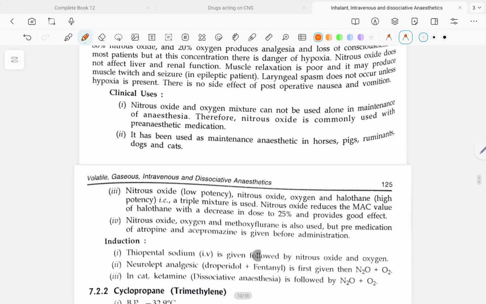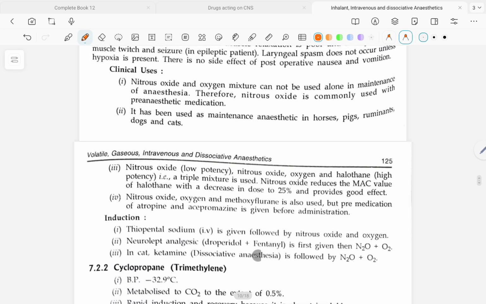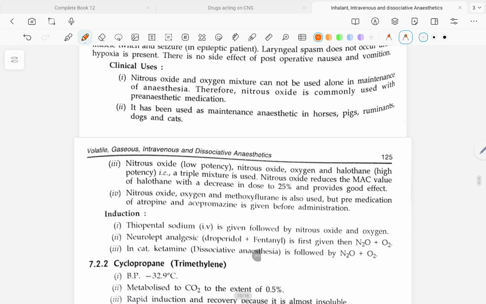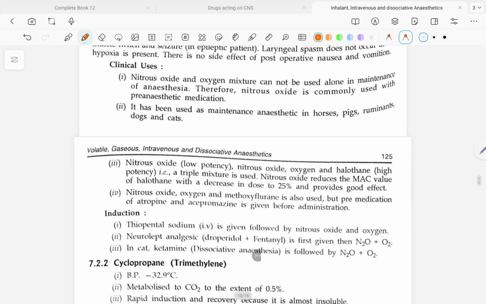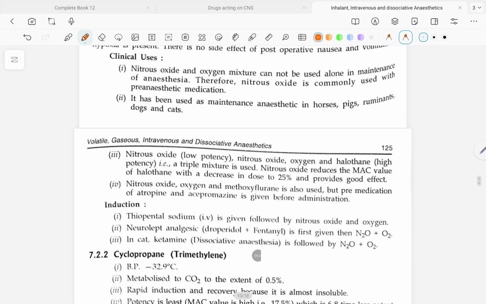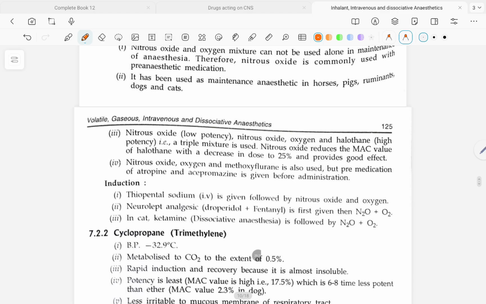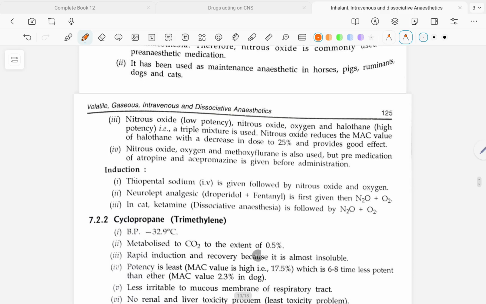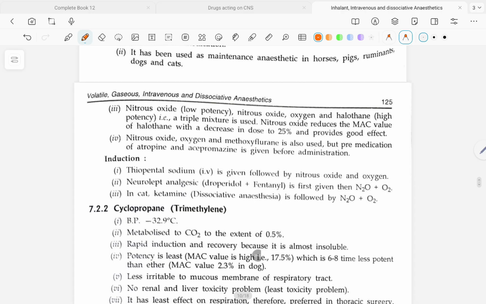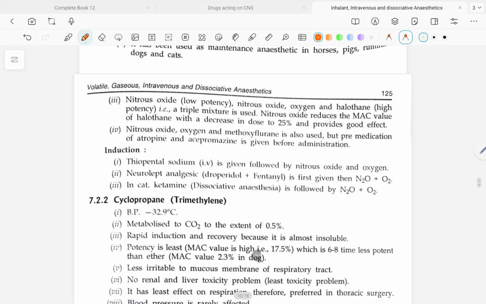Clinical usage: a nitrous oxide and oxygen mixture cannot be used alone in maintenance of anesthesia. Therefore, nitrous oxide is commonly used with preanesthetic medication. It has been used as a maintenance anesthetic in horses, pigs, ruminants, dogs, and cats. Nitrous oxide has low potency; nitrous oxide, oxygen, and halothane have high potency. A triple mixture is used. Nitrous oxide reduces the MAC value of halothane, with a decrease in dose to 25%, and provides good effect.